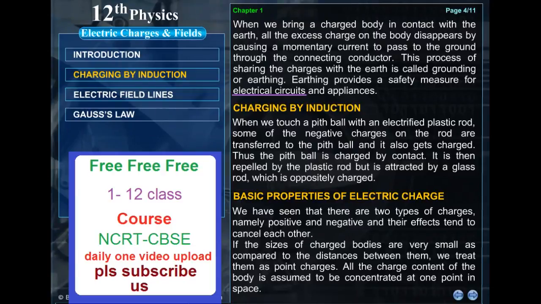We have seen that there are two types of charges, namely positive and negative, and their effects tend to cancel each other. If the sizes of charged bodies are very small as compared to the distances between them, we treat them as point charges. All the charge content of the body is assumed to be concentrated at one point in space.